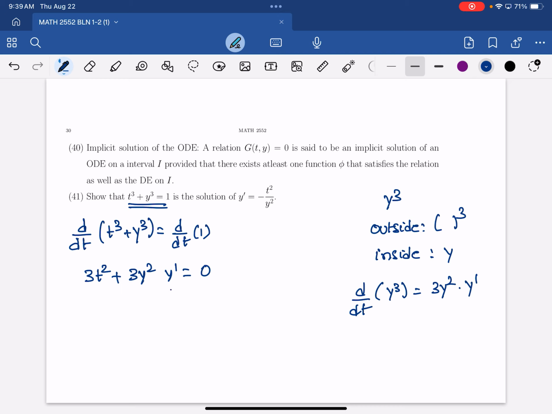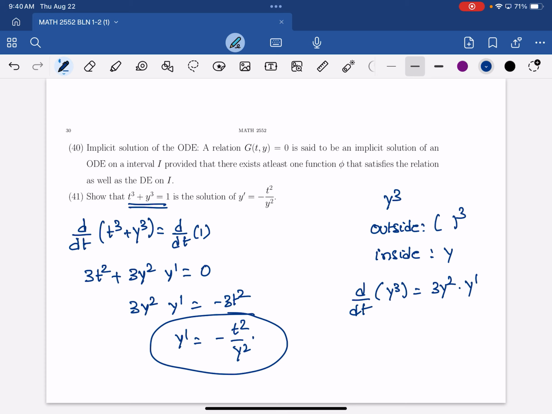So now you're going to isolate y prime by itself. So when you isolate it, you get 3y squared y prime is negative 3t squared. So y prime is going to be negative t squared over y squared. So you see, now what I did was I started with the solution and I ended up with the differential equation. So this is how I can conclude that t cubed plus y cubed equals 1 is an implicit solution of the differential equation y prime equals negative t squared over y squared.